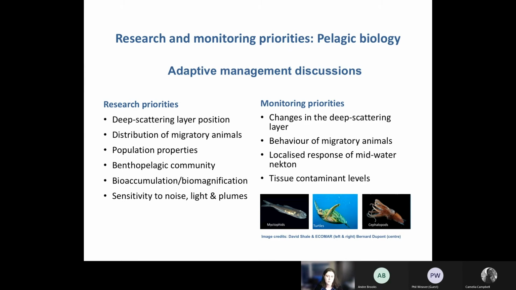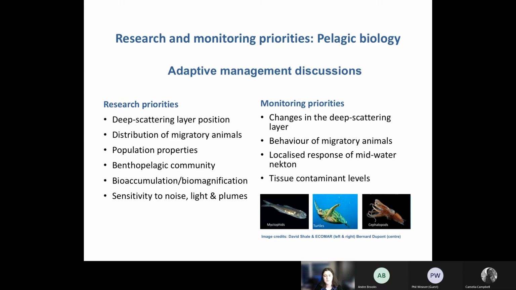In terms of the monitoring priorities, some of the ones that could be considered moving forwards are looking for changes in the deep scattering layer that are different from the natural environment and the natural changes that would occur there. Changes to the behavior of migratory animals, for example, turtles, seabirds, and whales, and whether they are attracted to or indeed avoid the exploitation activities.